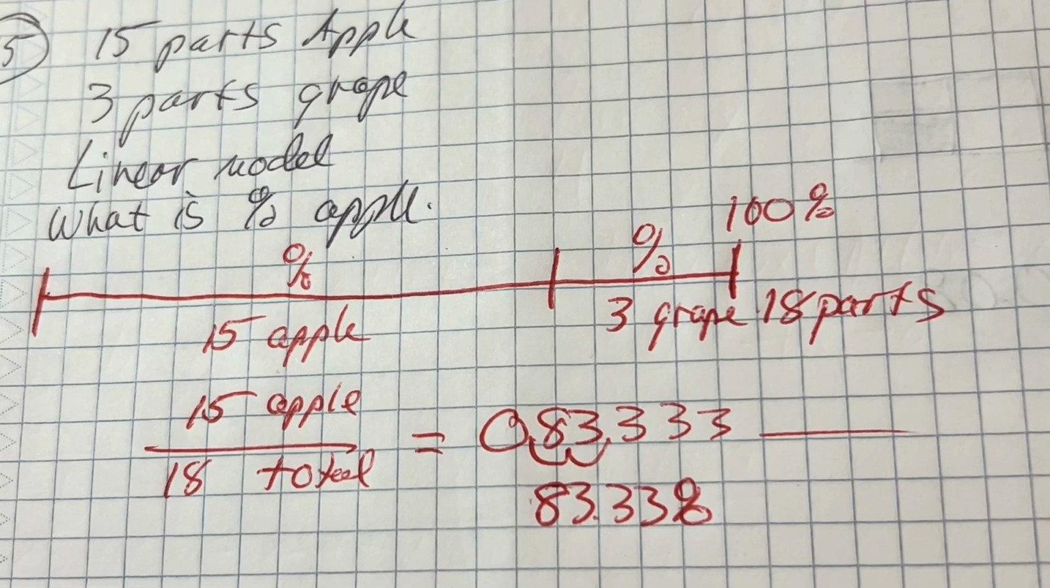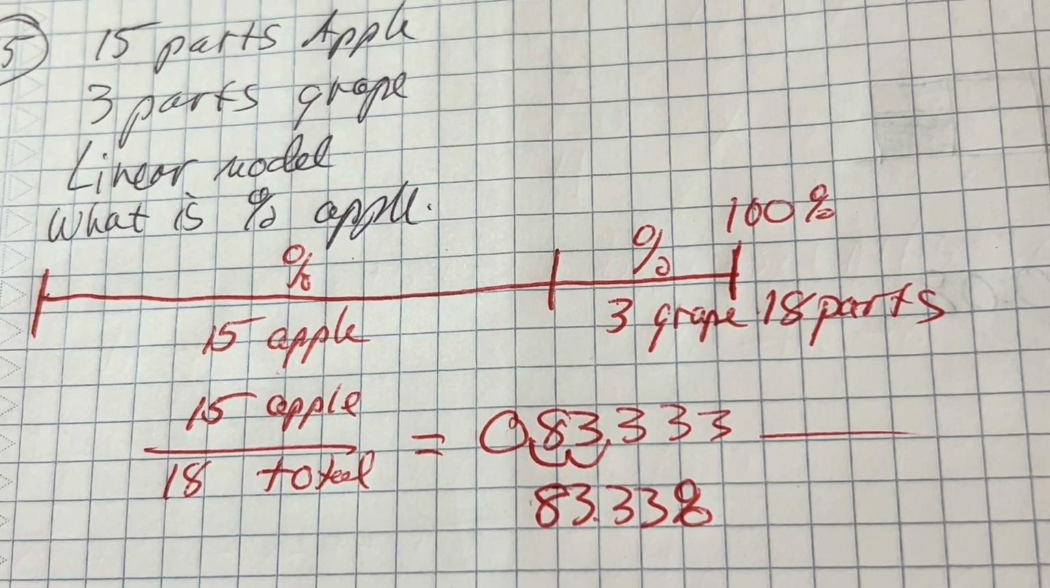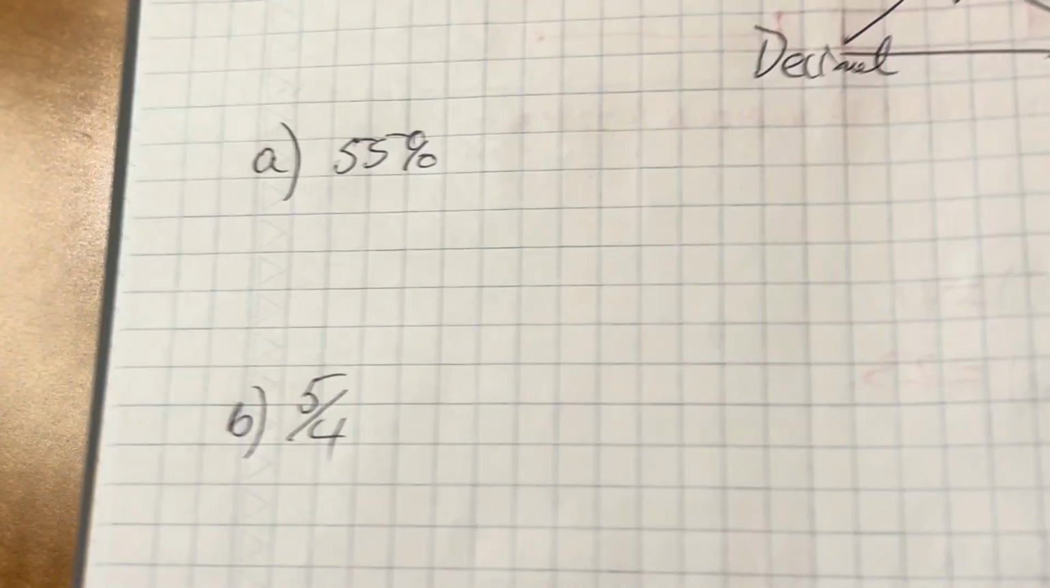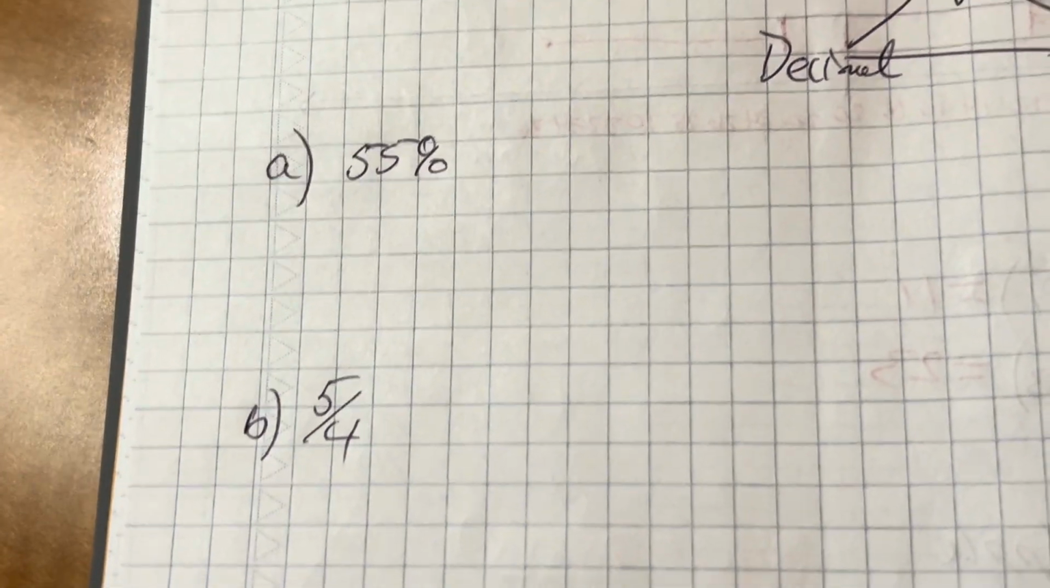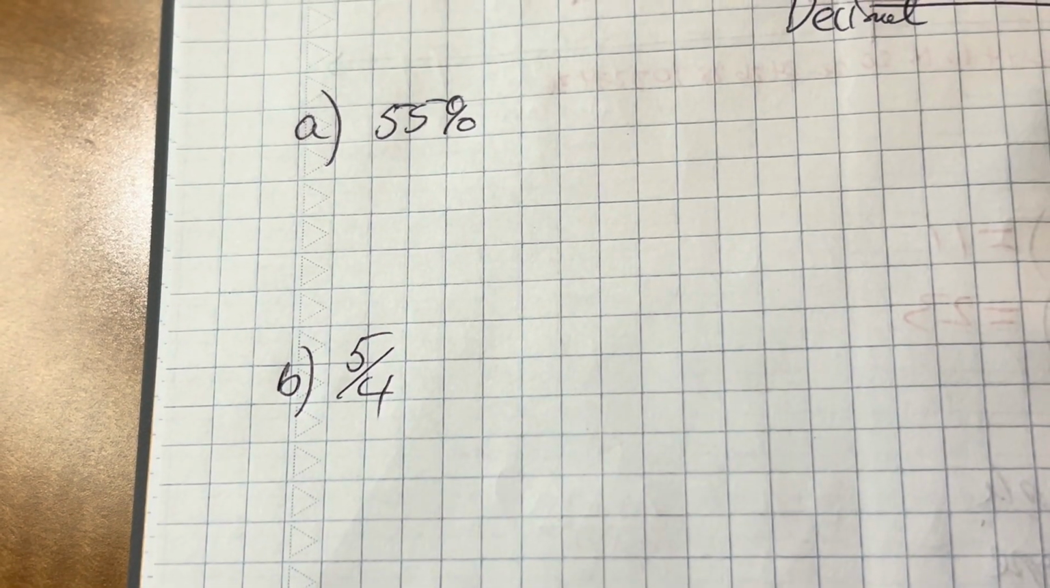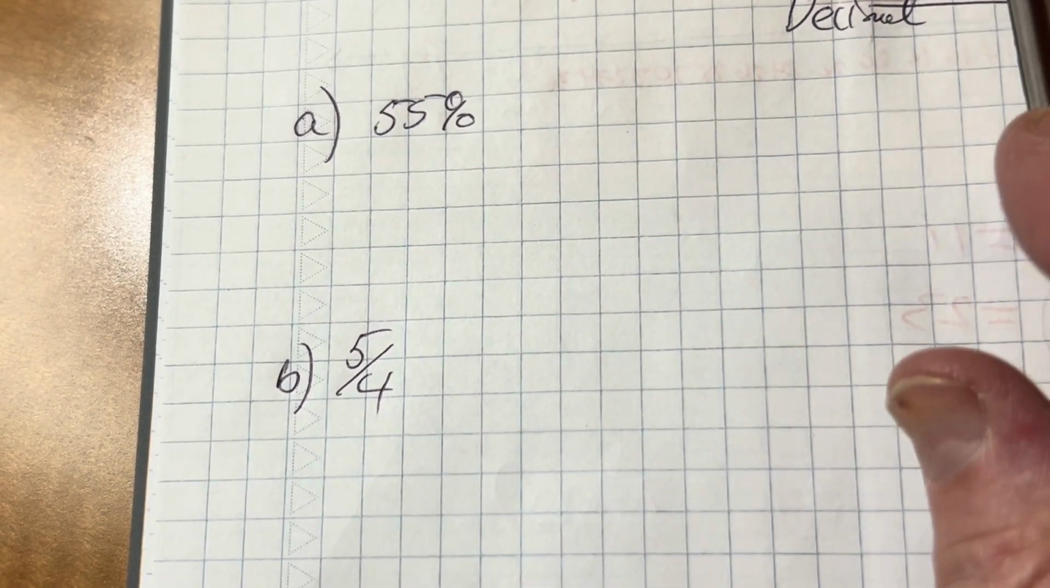Okay, 83.33% of apple. All right, let's go on to the last one, number 16. Where did I write that in? There it is. Okay, we're using the portions web here, everybody. The portions web. If I have 55%, here's my percent. What's my decimal? What's my fraction?